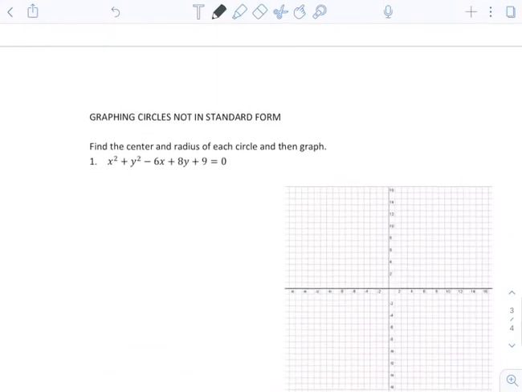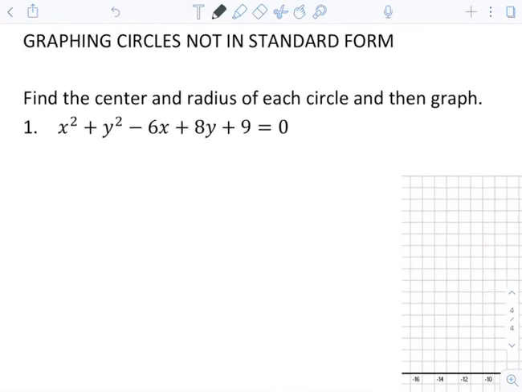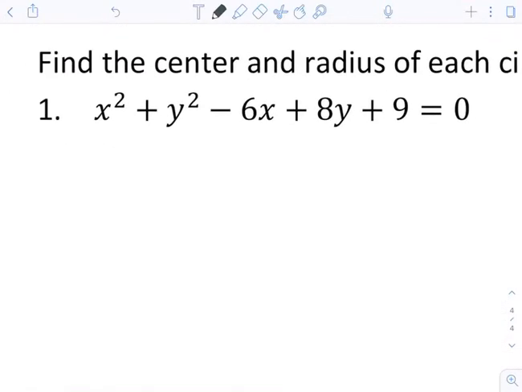All right, last part, graphing circles that aren't in standard form. So in order to do this, it's just like a parabola. When the parabola was not in vertex form, we had to complete the square to get there. It's the same thing here. So what you're going to do is rearrange this. I want the x's together and the y's together, and I'm going to get rid of the number that's all by itself. I'm going to move it to the other side.